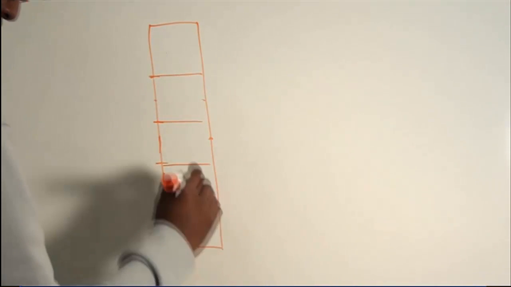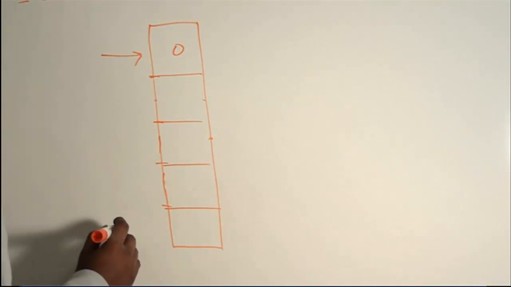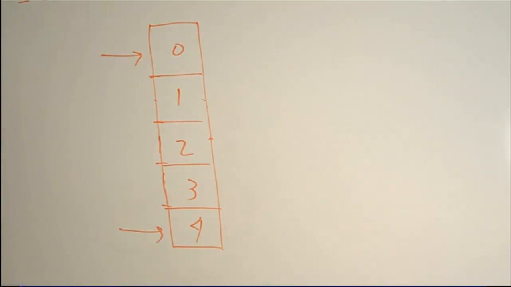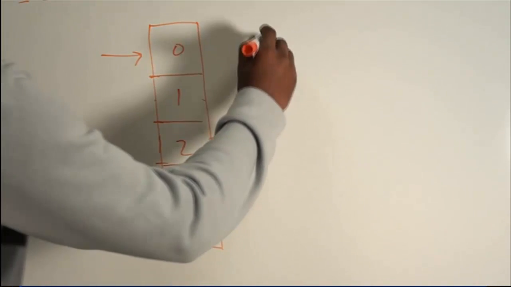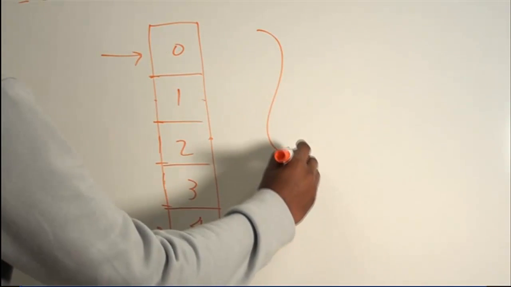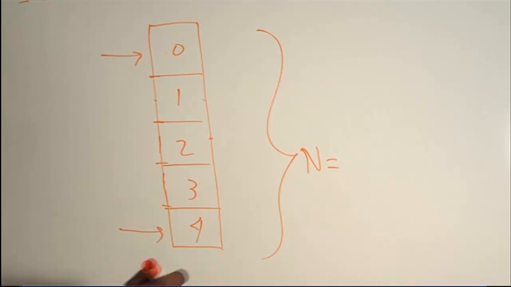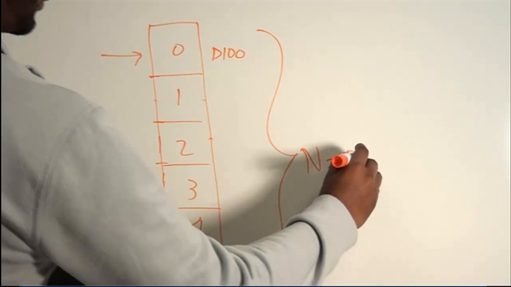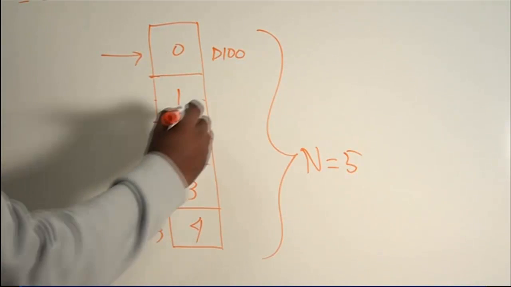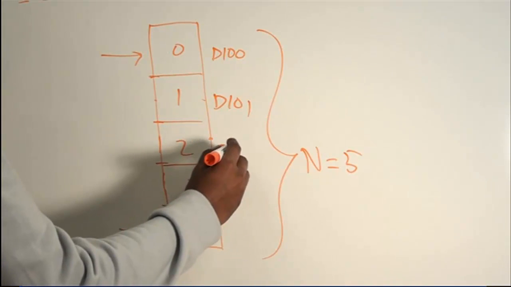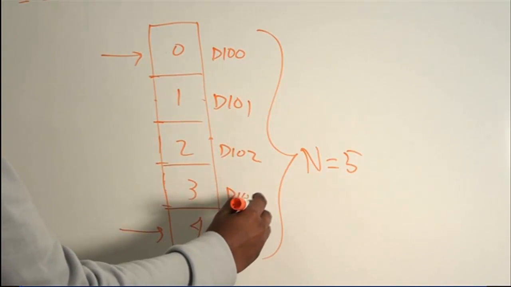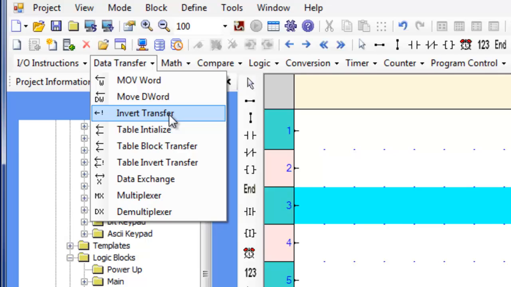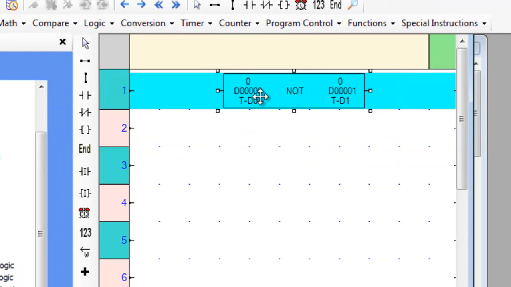To determine the start of the block or table and the end of the block or table, we must first determine the starting point using an address of a register. The end point is simply the number of registers in that block, which is represented as the nth register. For example, if we start with register D100 and n equals 5, then the table/block are the registers D100, D101, D102, D103, and D104.